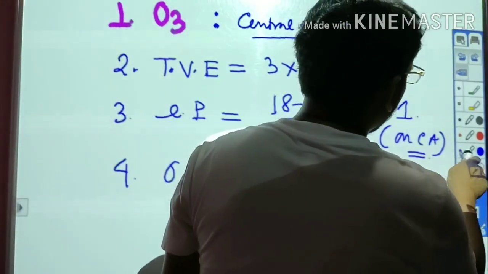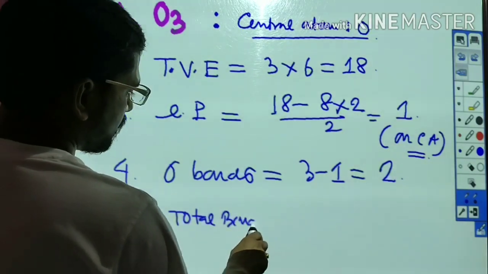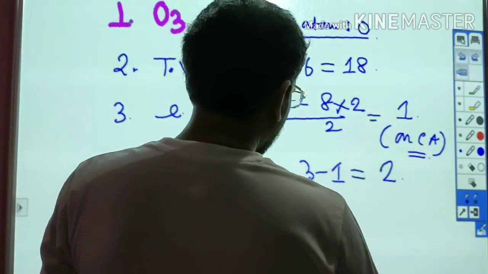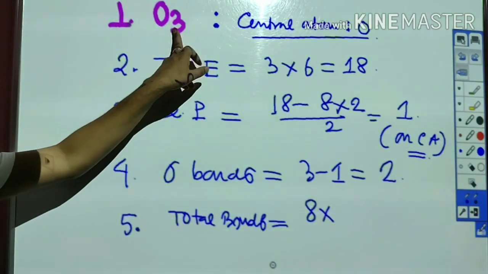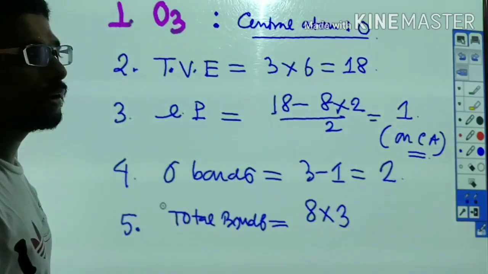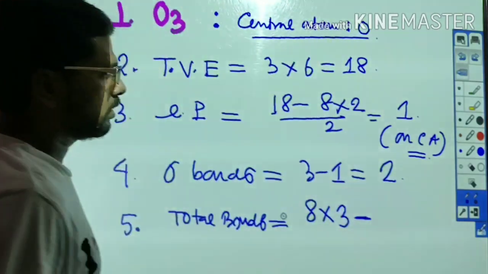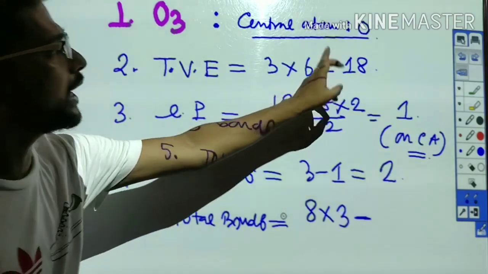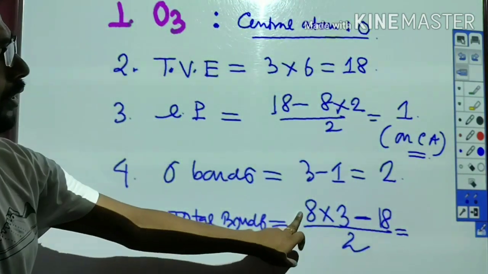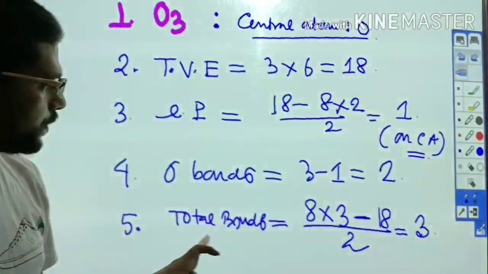Now pi bonds. In order to calculate the pi bonds, total number of bonds, means sigma plus pi, is equal to 8 into the total number of atoms, so 8 into 3, minus total valence electron 18, divided by 2. So that will give you 24 minus 18, 6 divided by 2, which is 3. So total number of bonds are 3.